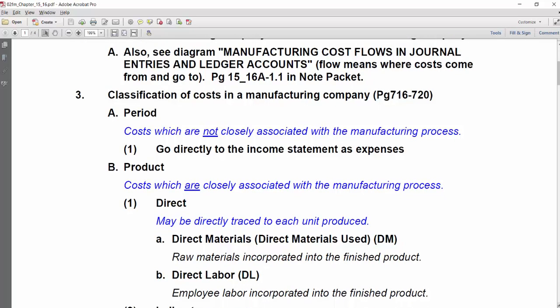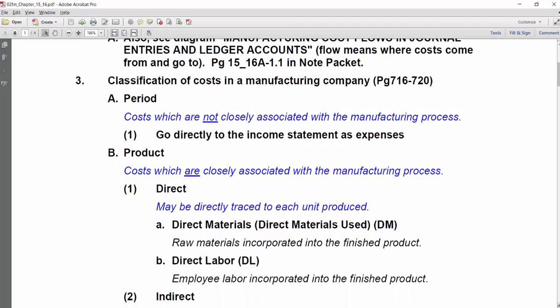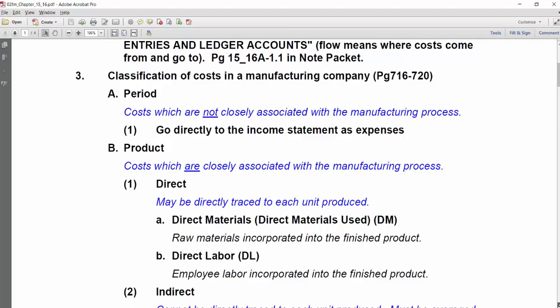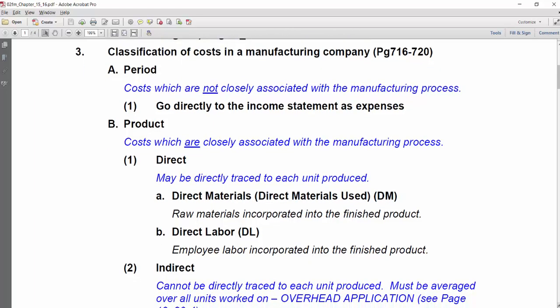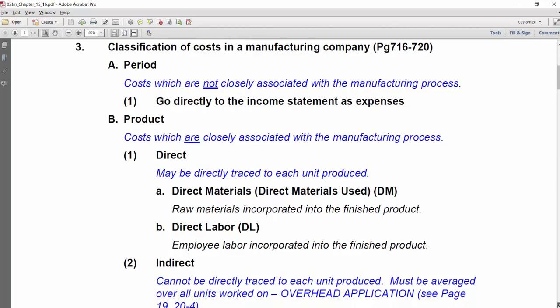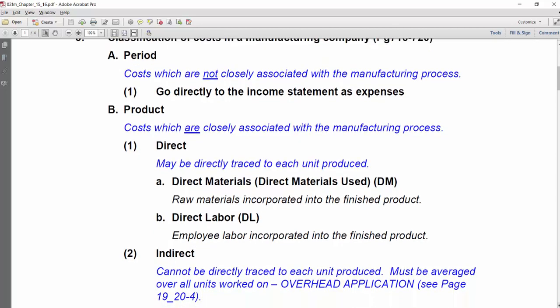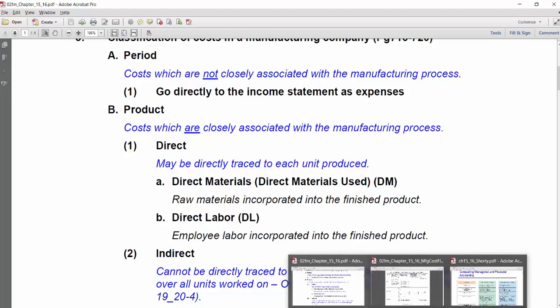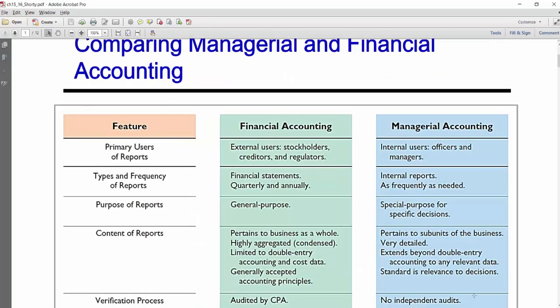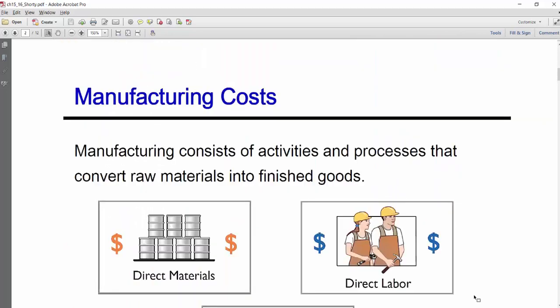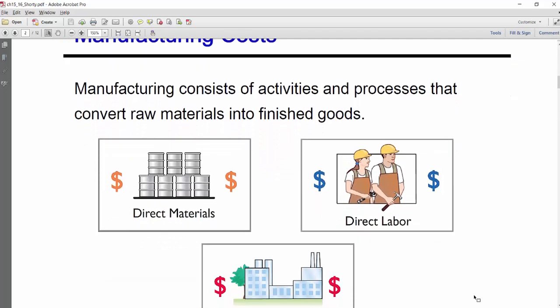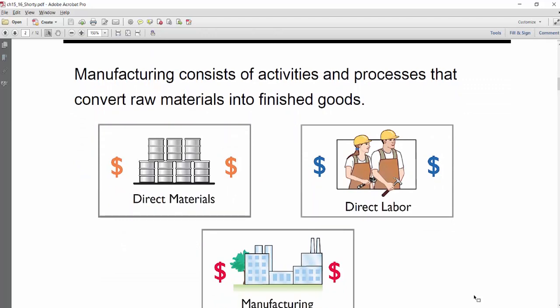On the other hand, as opposed to direct costs, we have what are known as indirect costs. Indirect costs go by multiple different names, but the basic idea is that these are costs that cannot be reliably and consistently traced to each unit produced. So you have to do some kind of process of averaging them over all the units you worked on. That is something called overhead application. Overhead application involves doing a computation that arrives at the dollar amount of overhead that we should count on our product based on the kind of thing that causes that overhead to change.